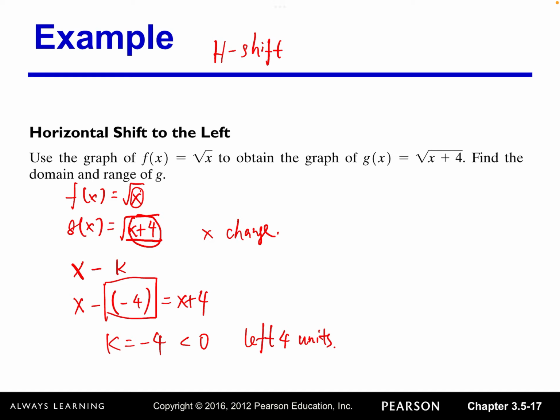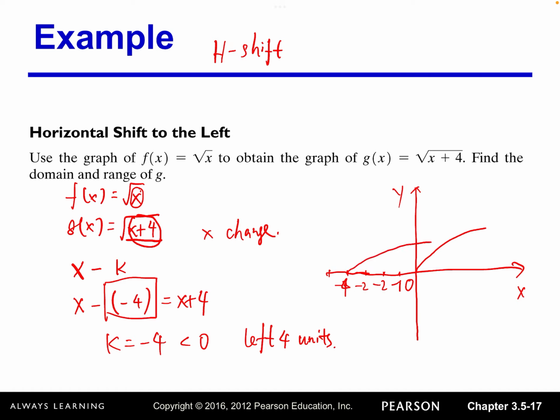All right. And then the graph of the original square root function is horizontally shifting to the left-hand side 4 units. Just imagine this graph dragged to the left-hand side 4 units. My hand graph is not accurate. And then what about domain and range? Range is the same. x changes, y remains the same.